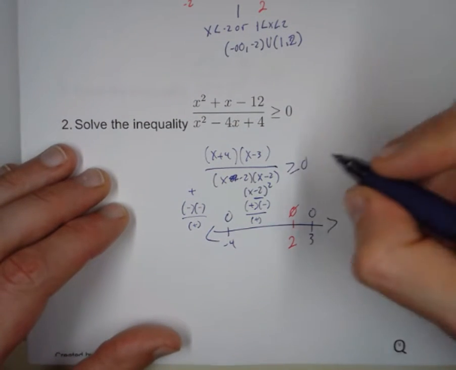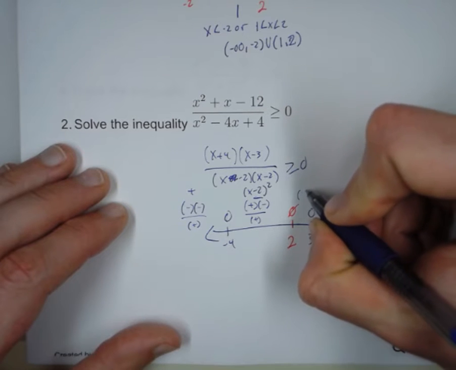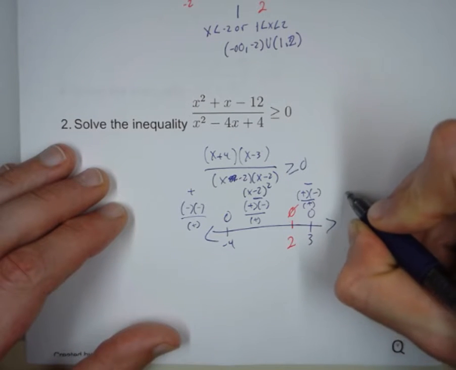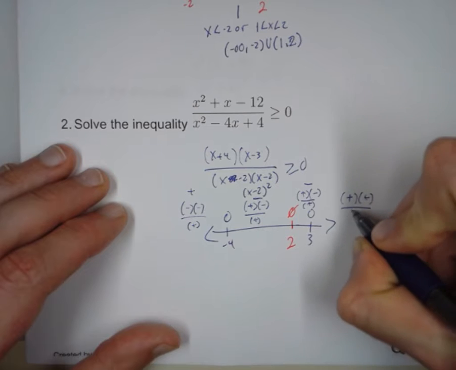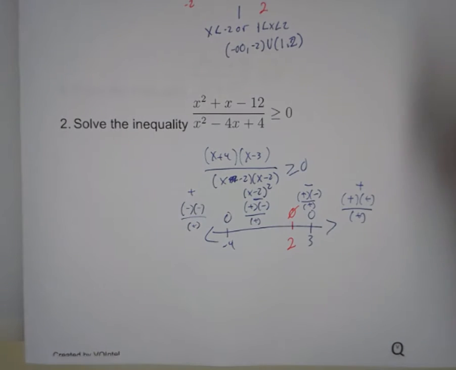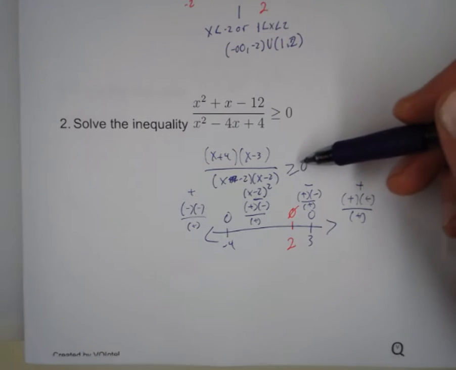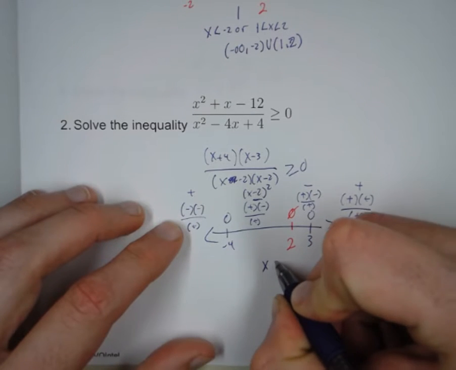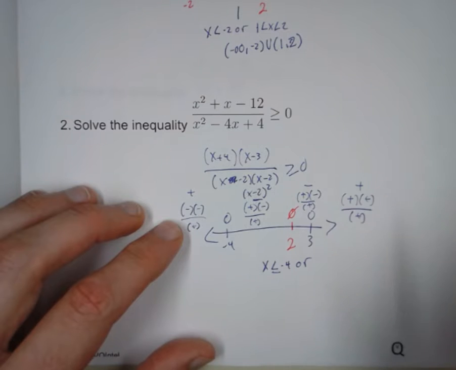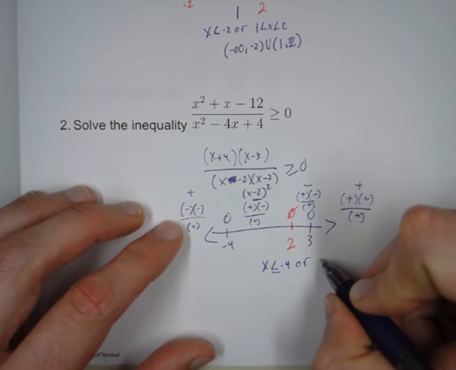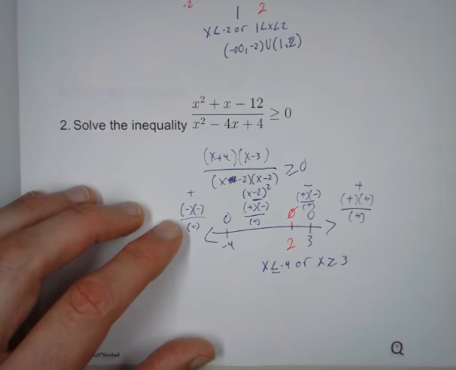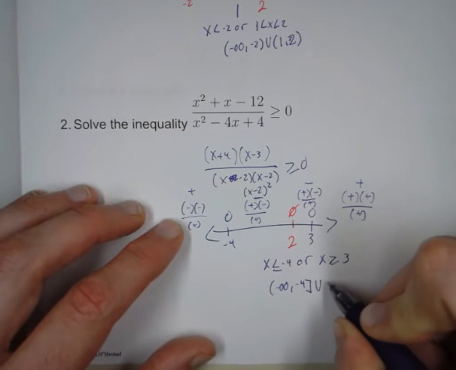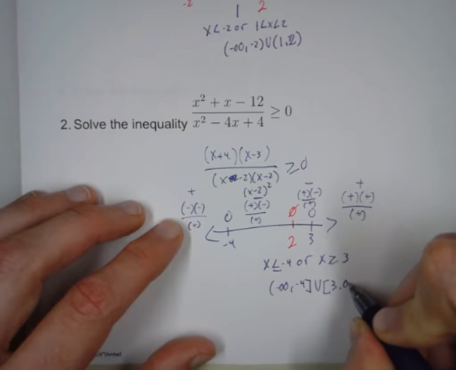Between 2 and 3, so 2.5, that's going to be positive, negative, and positive. So that's negative. And then over here, if I plug in 4, that's positive over positive, and the denominator is still positive. So I want the intervals where it's greater than or equal to 0. So I have to include these numbers here. So my two intervals are x is less than or equal to negative 4, or x is greater than or equal to 3. And in interval notation, that's going to be negative infinity to negative 4, union 3 comma infinity.